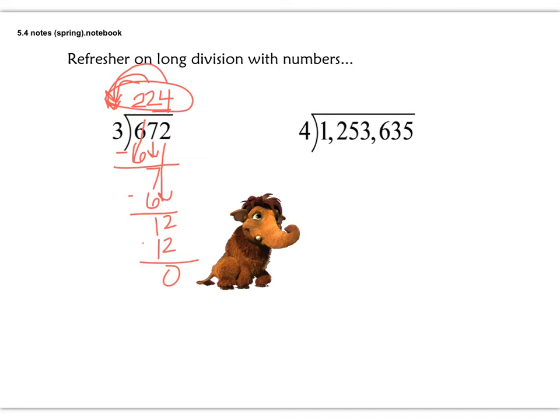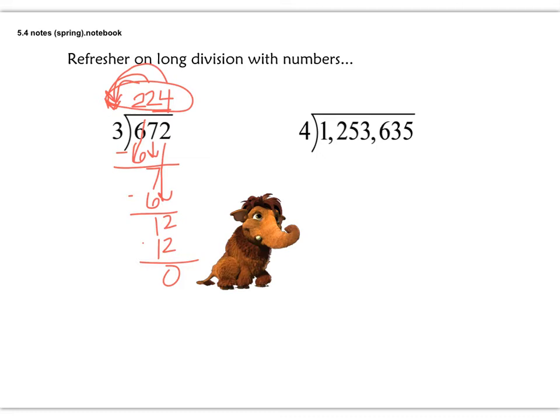Notice there is no remainder, which means that 3 is a factor of 672, right? Because 3 times 224 will give you 672. So it is a factor. All right, let's try the next one. There's a lot more going on in this one.